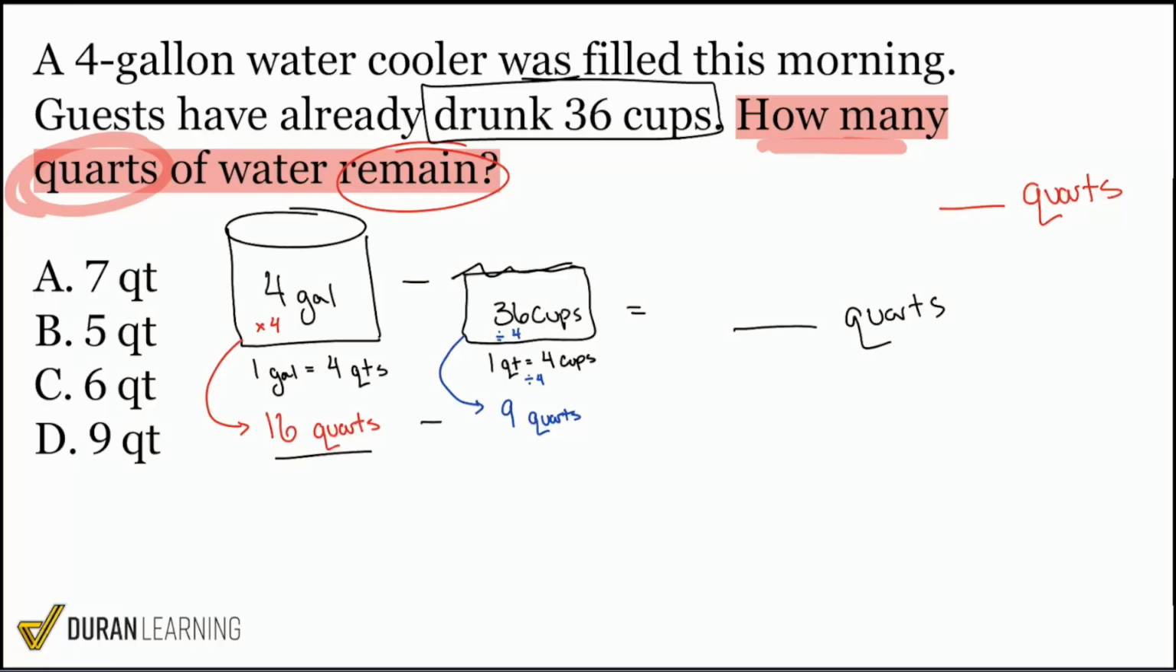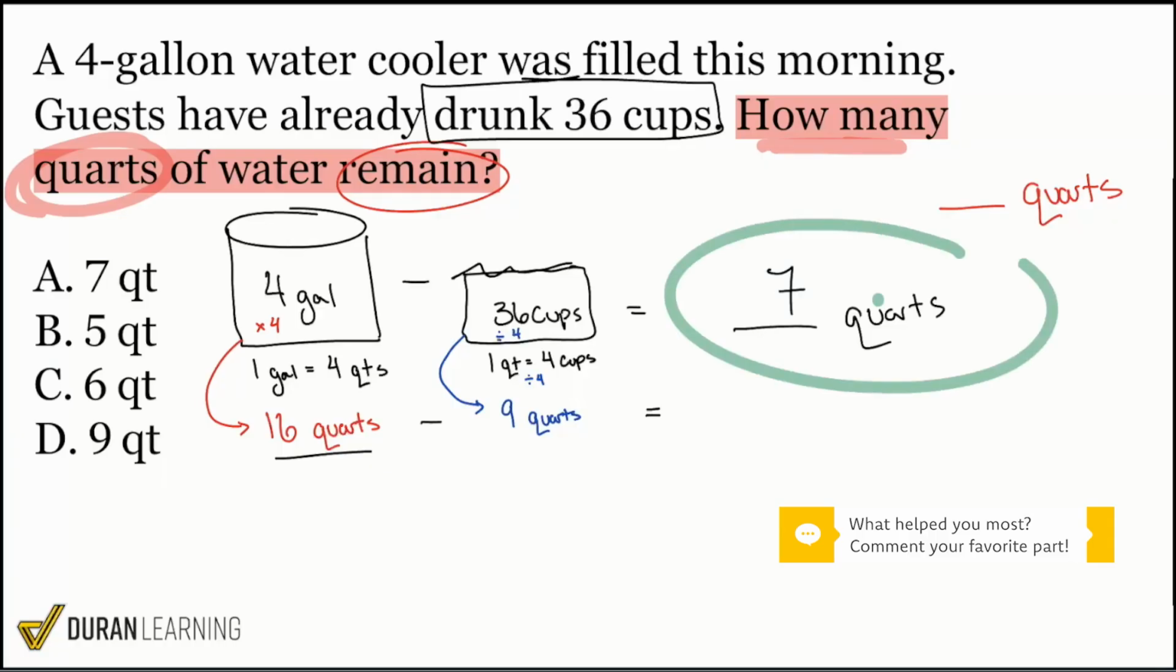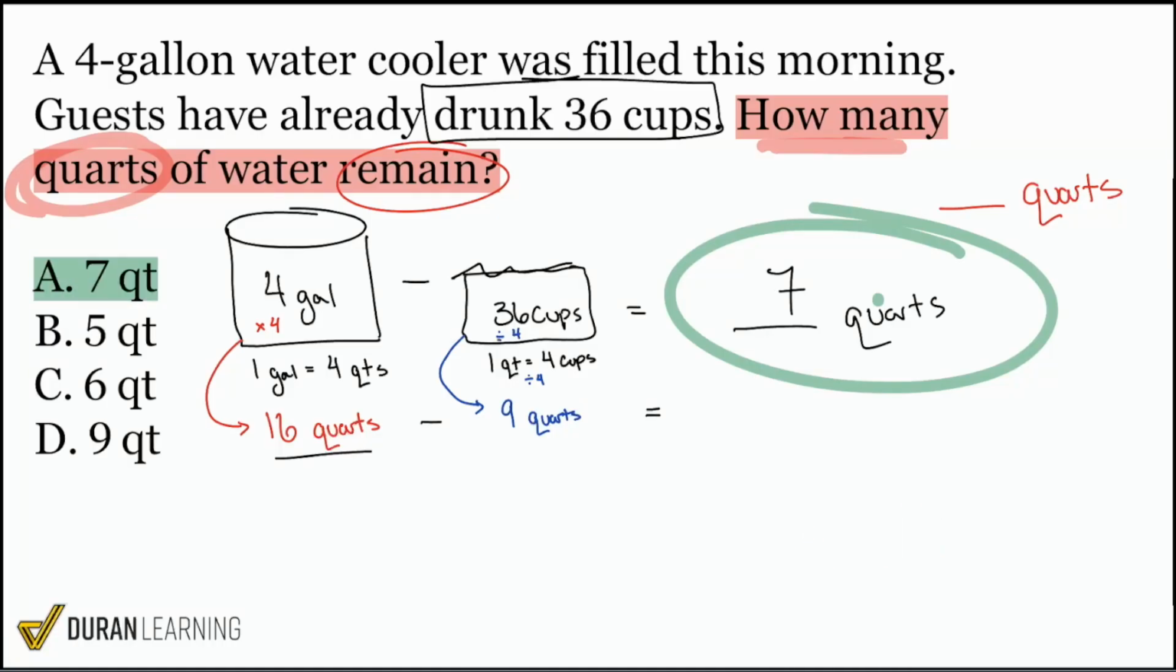So 16 quarts minus 9 quarts. What's 16 minus 9, my friends? Oh yeah, that's the easiest math we've done all problem, right? Yeah, that's going to be 7 quarts. And that is our answer. It's going to be answer choice A.